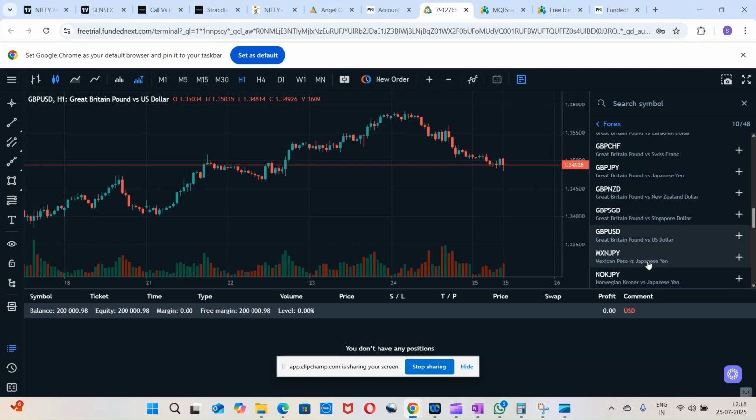They also have algos. So these are the algos that are there. Let me show the algos. Free algos also they have, and some paid algos also they have.